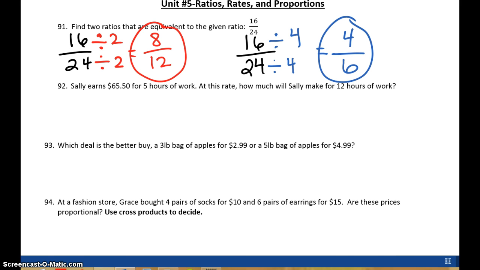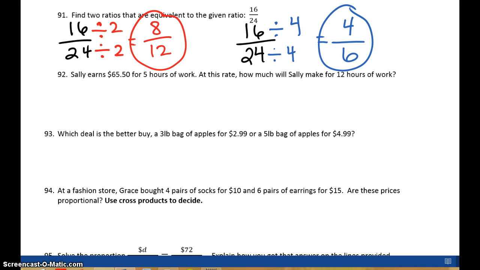For number 92, it says Sally earns $65.50 for 5 hours of work. At this rate, how much will Sally make for 12 hours of work? Since this is a word problem, I want us to remember it's complete sentence, complete thought. So we're going to end up restating the question, actually answering that question, and then proving it. And our proving it is always what we do first in math here.